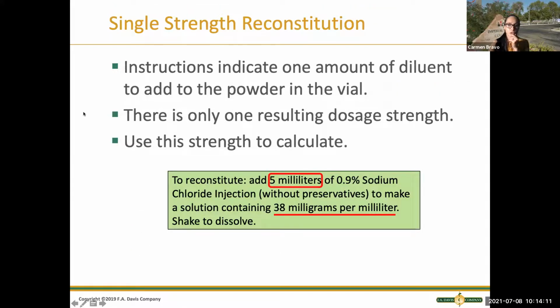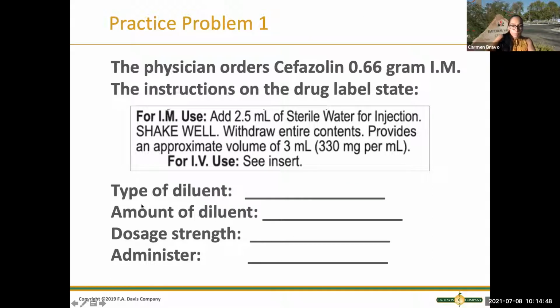Okay, this is a single strength reconstitution. Another example: you see it tells you the amount. In this label, it says to reconstitute, add 5 mL of normal saline injection without preservatives. That's one, because we also have single dose or multi-dose of normal saline. So it says to add the single dose of normal saline to make a solution containing 35 milligrams per mL, and then shake to dissolve. That's pretty much what the label will tell you. Okay, so let's do this problem.